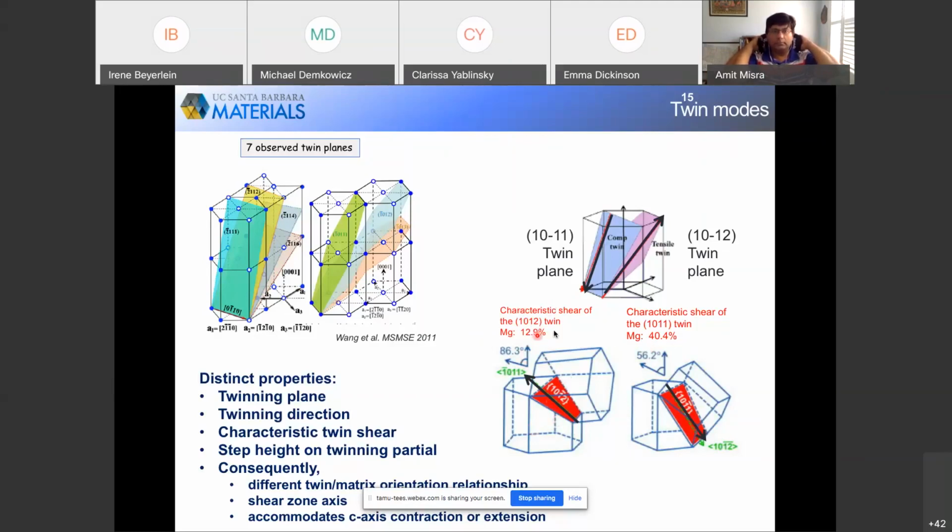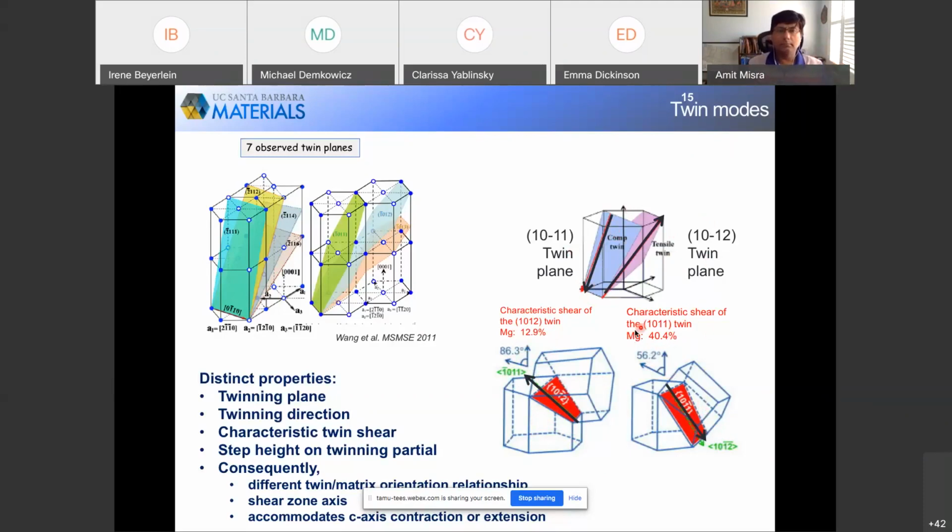So this is for this 10 bar 12 plane. The reorientation, as I mentioned earlier, is close to 90 degrees. So it's rather large. Now for this other twin, this is the compression twin.